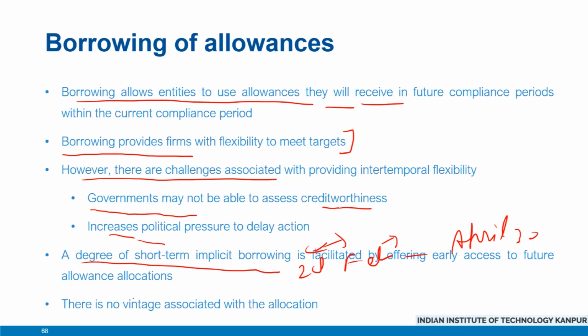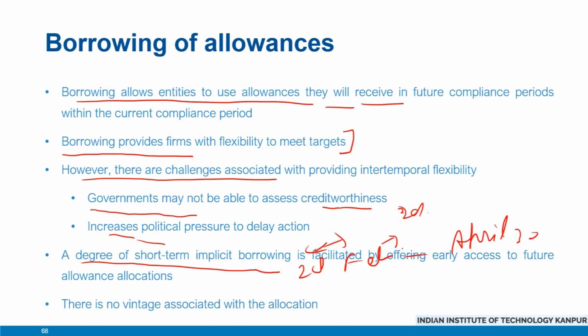Also, there is no vintage associated with these allowance allocations. So for example, because there is no vintage, or in other words, there is no activation date at which an allowance becomes valid for compliance, these allowances that were purchased for the current period on February 28th can be used for the previous compliance period, and hence that is what we implicitly call borrowed, without any limitation or penalty, from the next year's allocation.